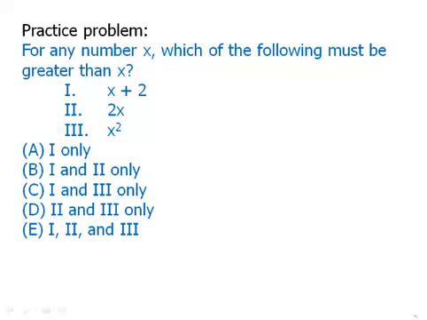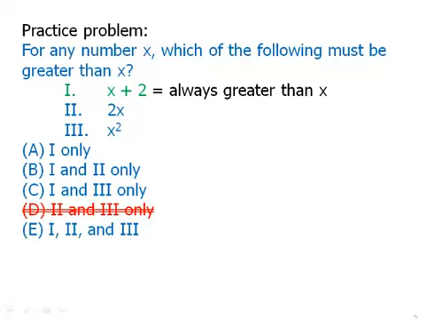So first of all, that first statement is legitimately true. If we add 2, it doesn't matter whether the number is positive or negative, a fraction, doesn't matter. If we add 2, we make it bigger. So that is always greater than x. And because 1 has to be included in the answer, we can eliminate answer D, because that one doesn't include 1. Okay, what about 2x?